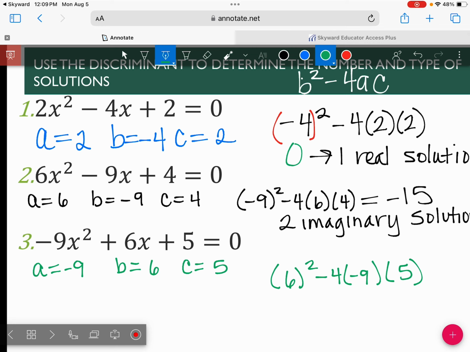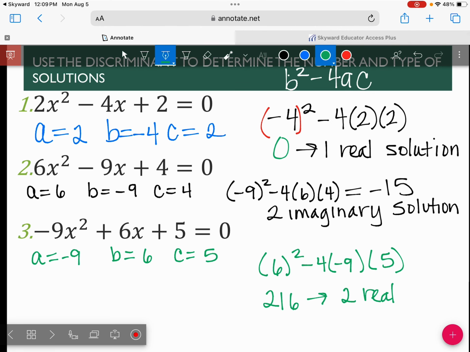All right, did you get 216? Yes. All right, so it's positive. So what does that tell us? How many solutions do we have? 2 real solutions. All right, so there are a few questions in the homework where all you have to do is your discriminant test.